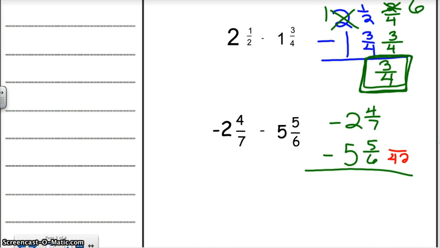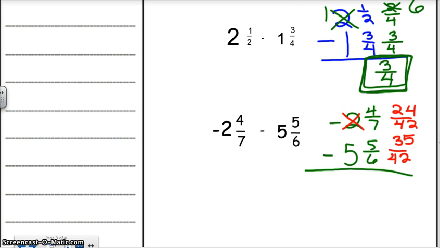42. 6 times 7 is 42. 5 times 7 is 35. 7 times 6 is 42. 4 times 6 is 24. Can I take 35 away from 24? No, I cannot. So I need to borrow.